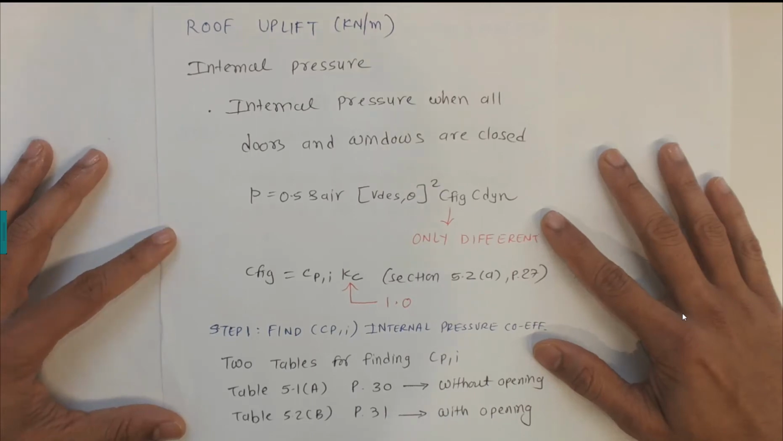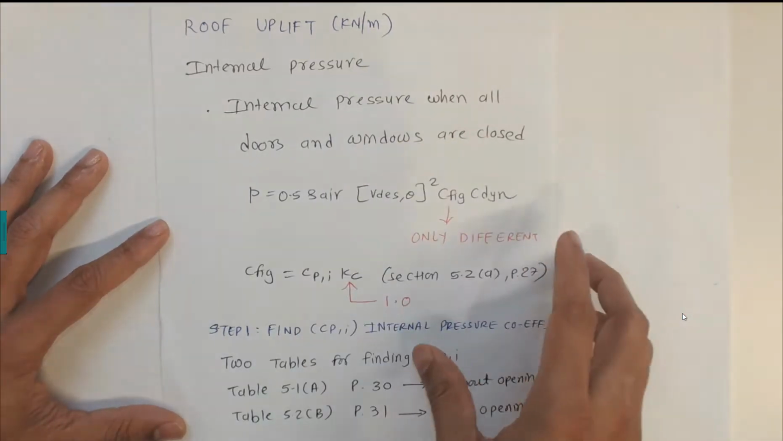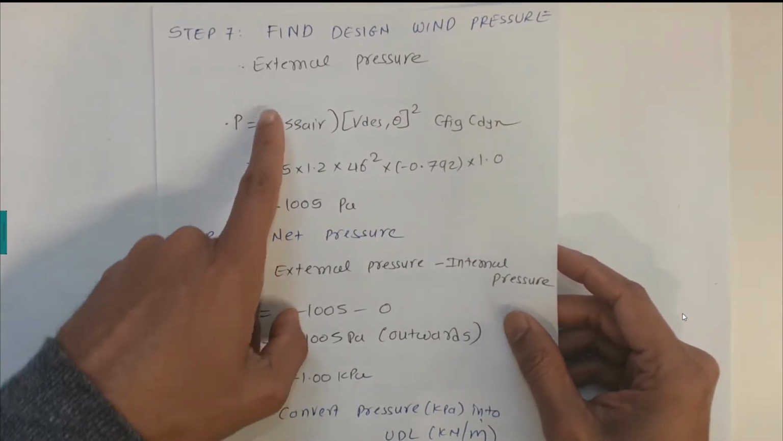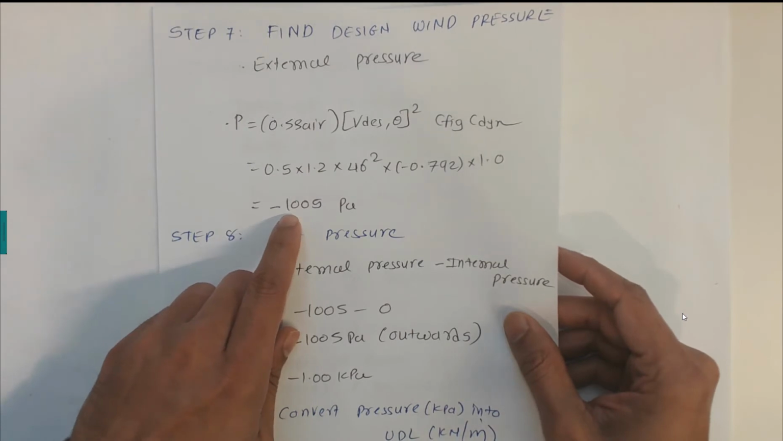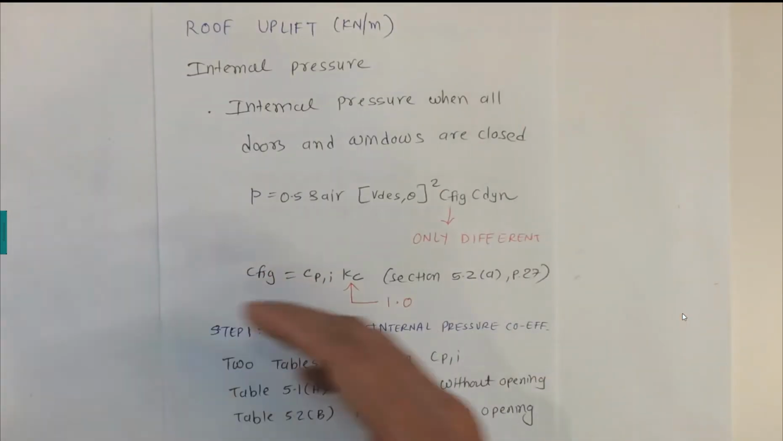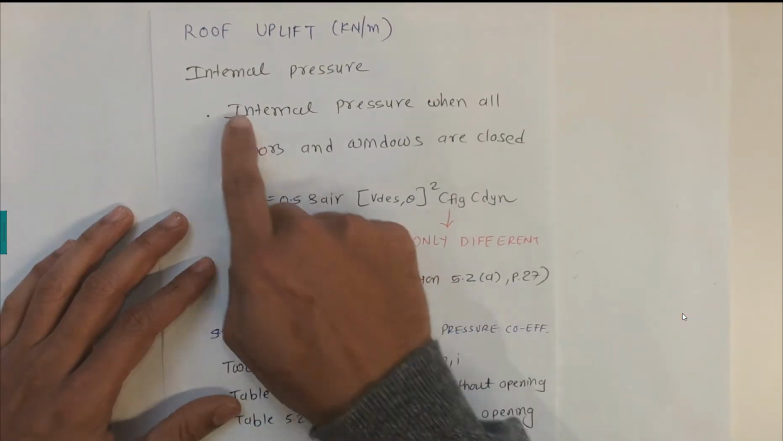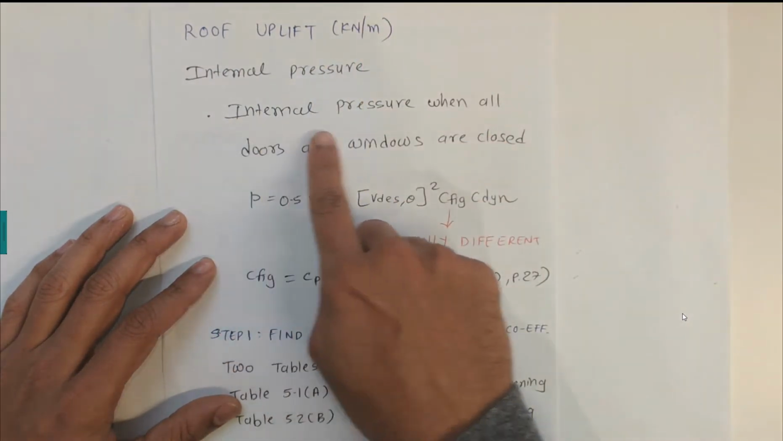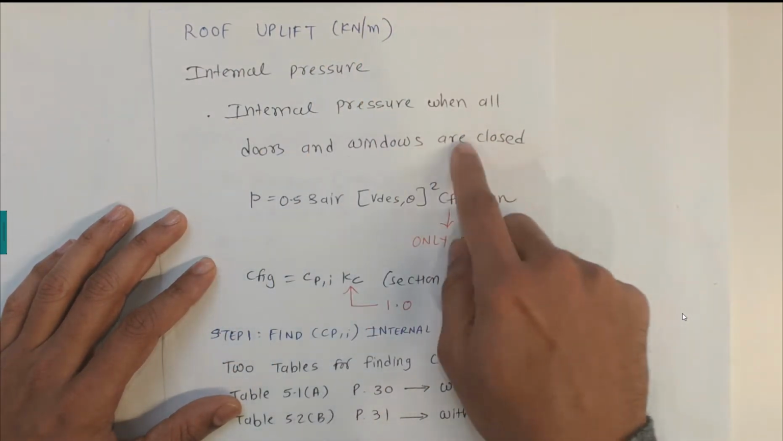Continuing straight from the last video, where we calculated the external design wind pressures, the external pressure is minus 1.005 kilopascals. Now we are finding the internal pressures for the roof. For the roof, we need to find the load in kilonewtons per meter from the internal pressure when all the doors and windows are closed.